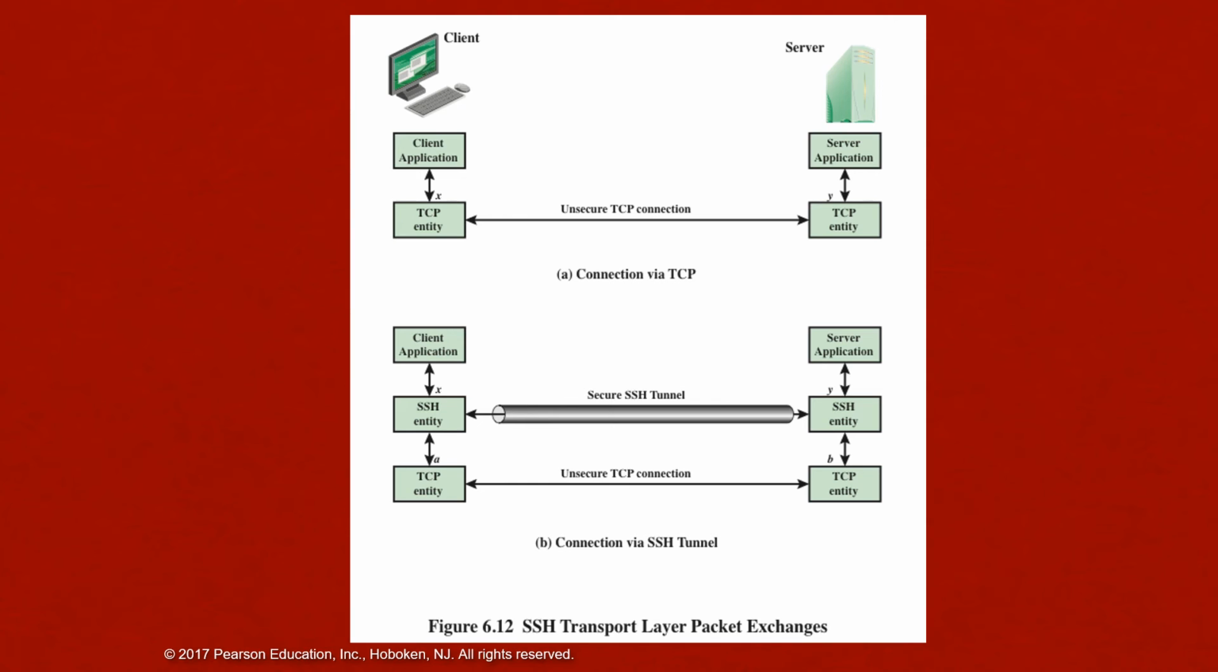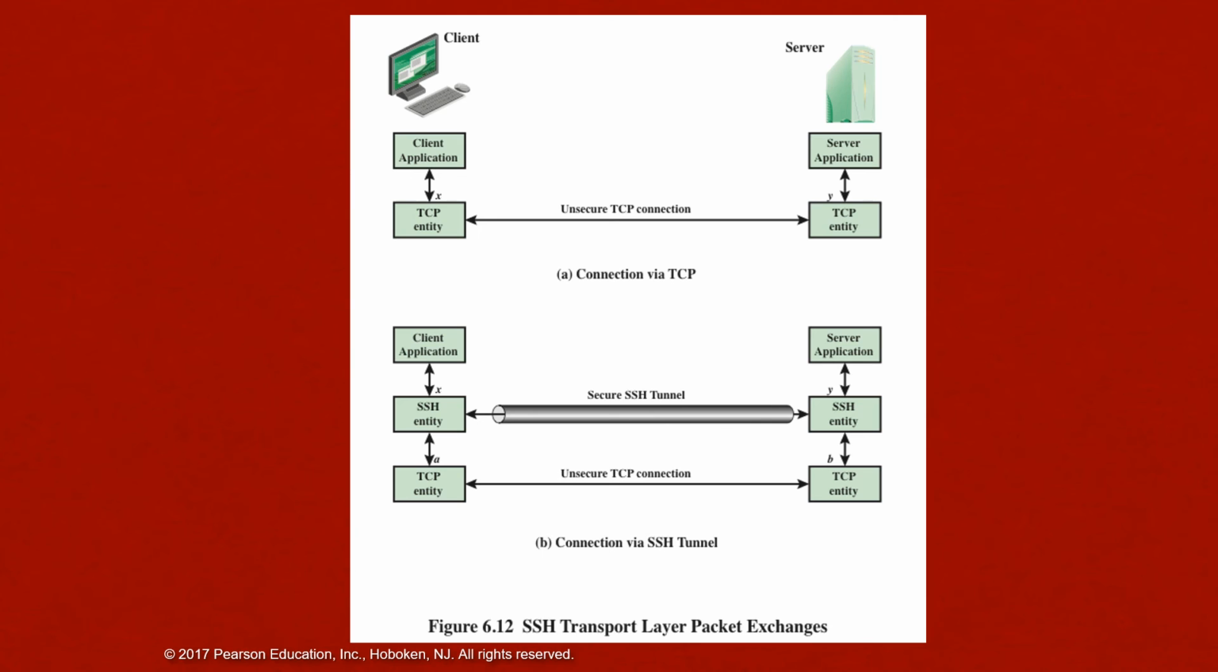To secure this connection, SSH is configured so that the SSH transport layer protocol establishes a TCP connection between the SSH client and server entities with port numbers A and B, respectively. A secure SSH tunnel is established over this TCP connection. Traffic from the client at port X is redirected to the local SSH entity and travels through the tunnel where the remote SSH entity delivers the data to the server application on port Y. Traffic in the other direction is similarly redirected.